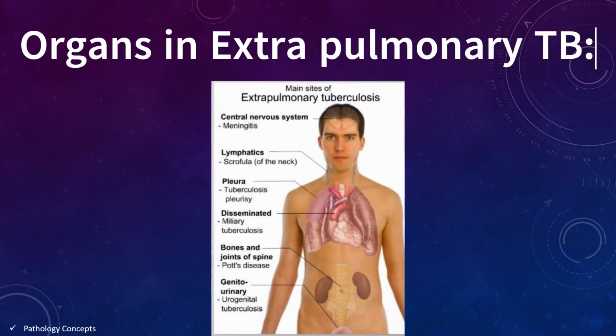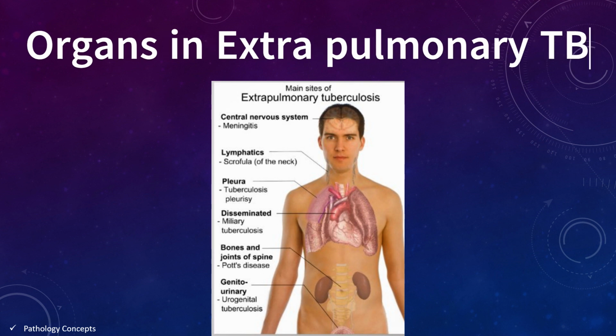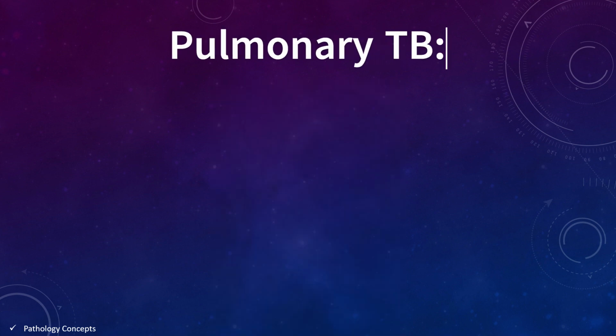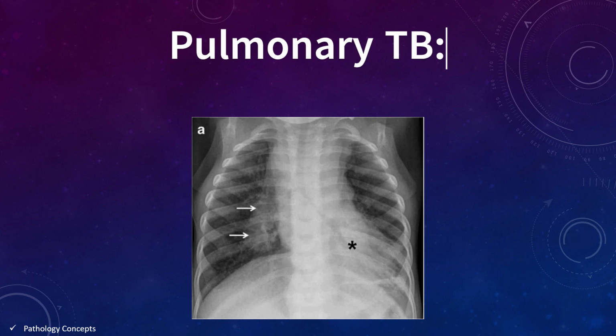Main extrapulmonary organs involved in tuberculosis are liver, intestine, lymph node, reproductive organs, central nervous system, bones mainly vertebra, skin, kidney and spleen. Pulmonary tuberculosis has two distinctive features. First is Ghon's focus and Ghon's complex. They are visible on X-ray.